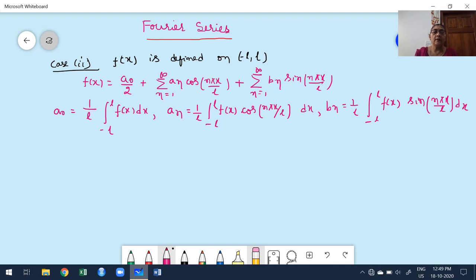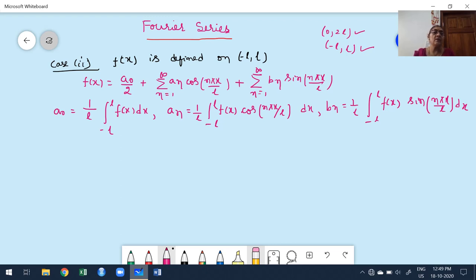In the second class, we already discussed the general construction of the Fourier series formula over the interval a, a plus 2l. Based on the general formula, we consider two cases. Case number 1 is the interval 0, 2l. Case number 2 is minus l to plus l. Based on that, we already discussed how to proceed and construct the Fourier series for the first case and also for the second case.